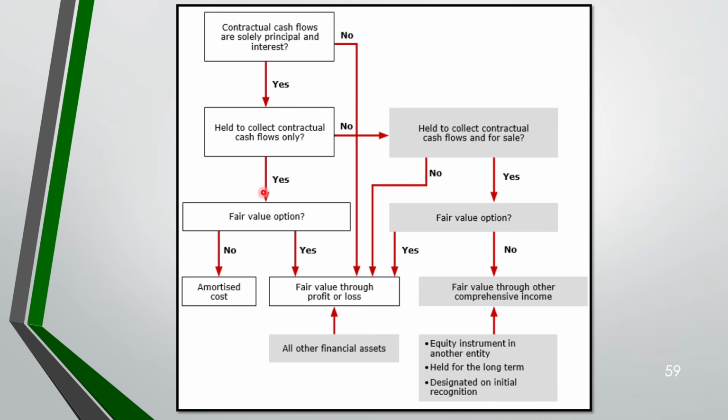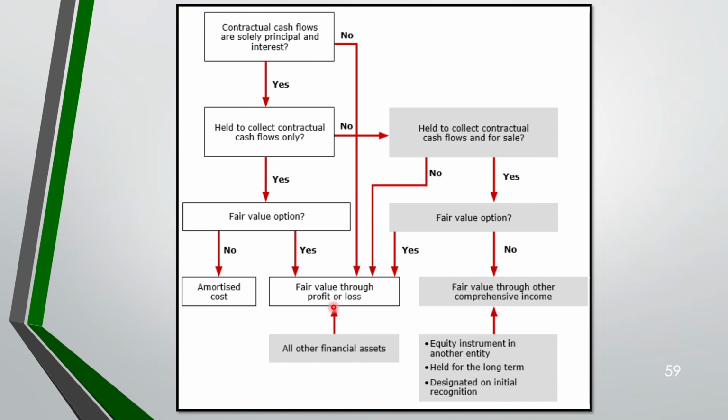Again, if it's yes, is it a fair value option? If it's not a fair value option, no, then amortized cost. Because you're receiving interest and principal, okay, you're keeping it, you're not selling it, and no fair value option, so amortized cost. This is one way. Second way, if it's a fair value option, yes, then it will be recognized through profit and loss. Why profit and loss? See, you're not selling here. You are receiving interest and principal, but you are keeping till the maturity, and it's a fair value option, so profit and loss. In fact, all other financial assets will go through profit and loss.